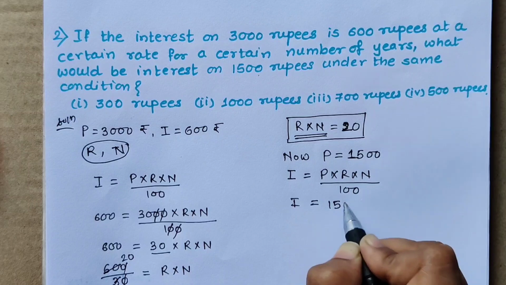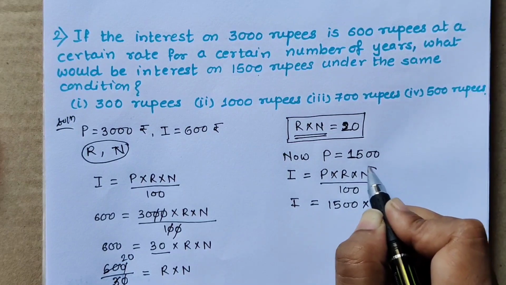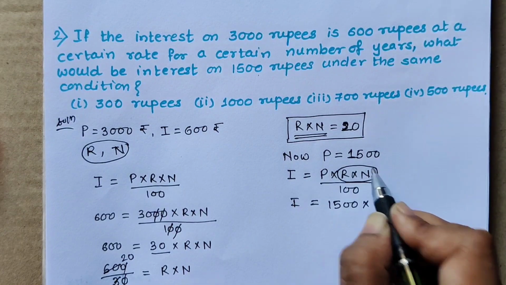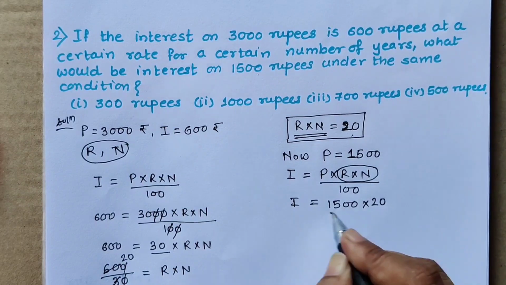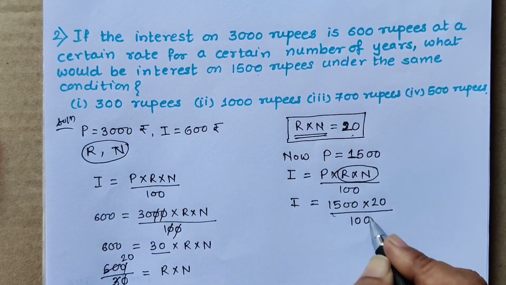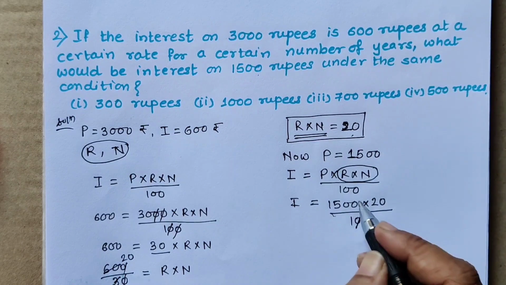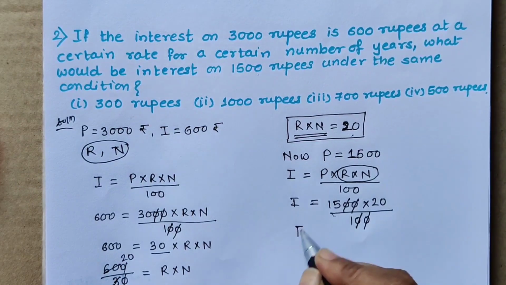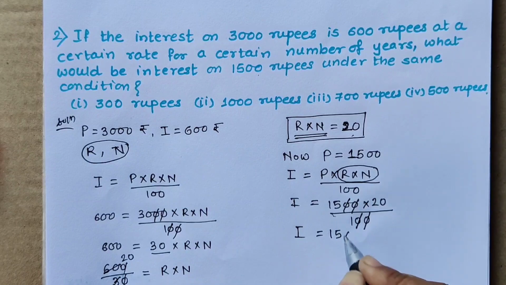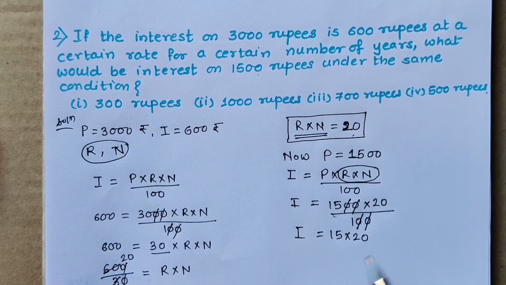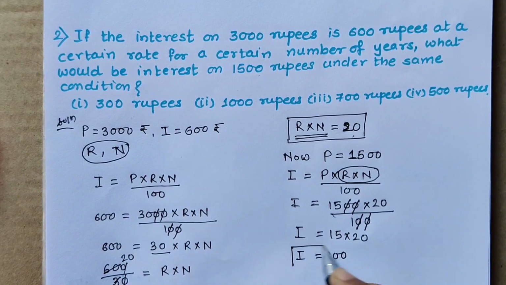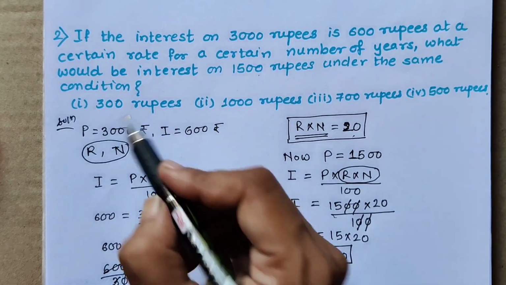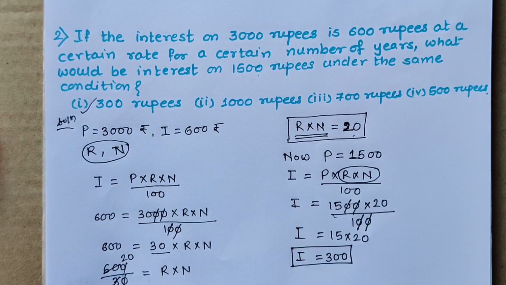P is 1500 rupees. Now see children, this R into N together this value is known to us, which is 20, upon 100 as it is I am writing. Zero cancel. So I am getting I is equal to 15 multiplied by 20, and 15 multiplied by 20 is 300. So in this way also we are getting the answer 300, and by observation also we will get the same answer.